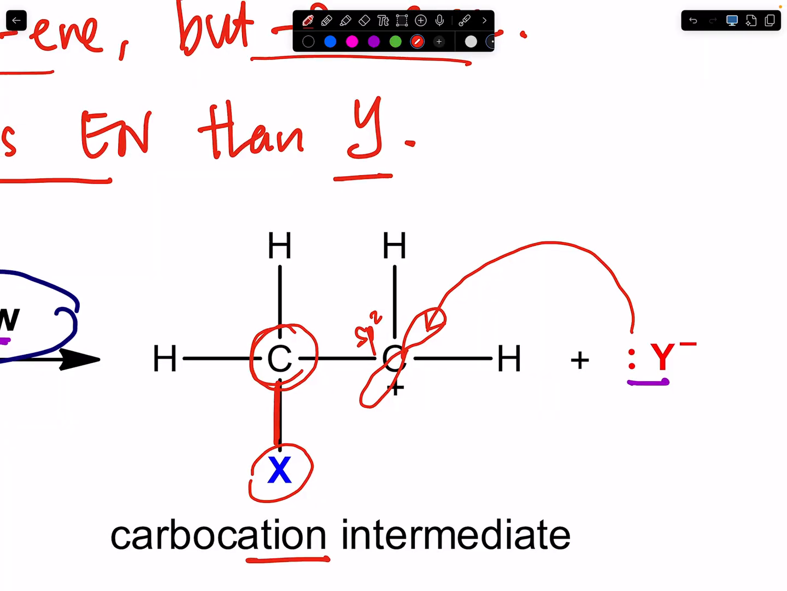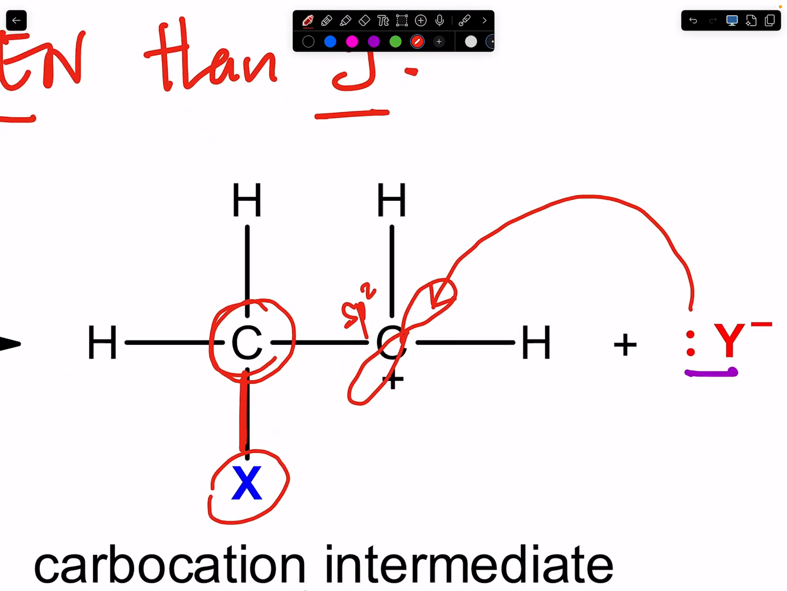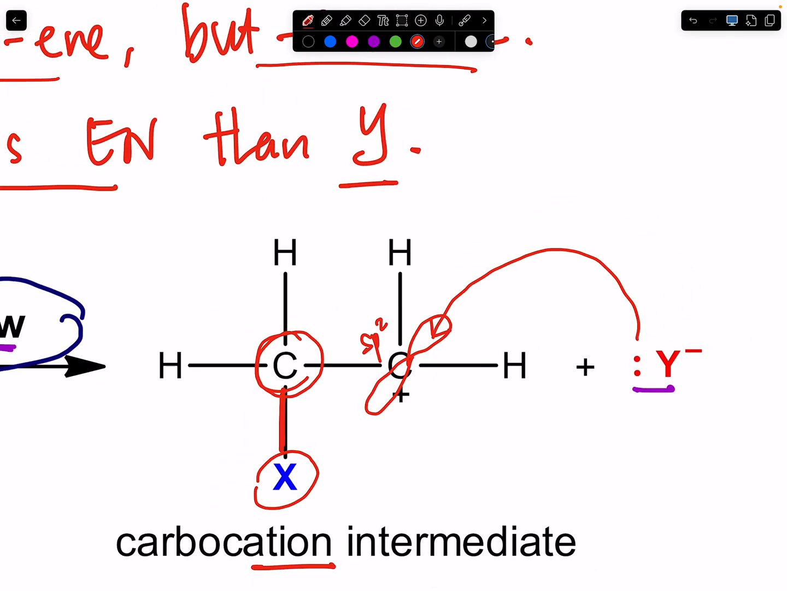Why are you still SP2? Why is the second C still SP2? Because there's only 3 atoms around C+. There's only 3 sigma bonds, and 3 sigma bonds is SP2 hybridized. Do you all agree? This is called a carbocation intermediate. Carbo comes from the root word carbon, cation, which is a plus charge, intermediate.